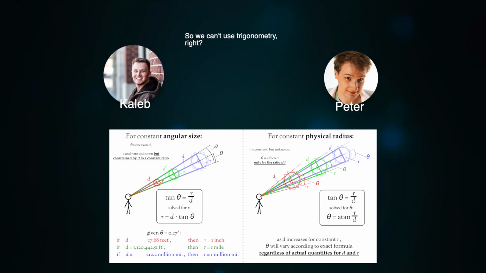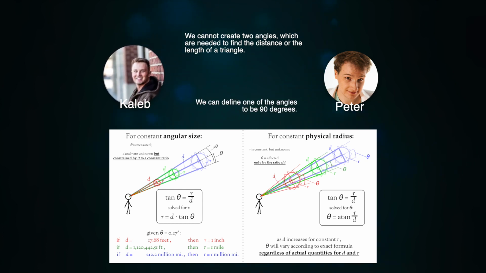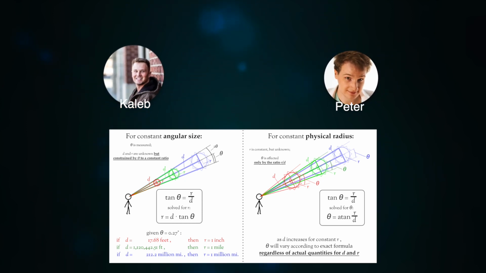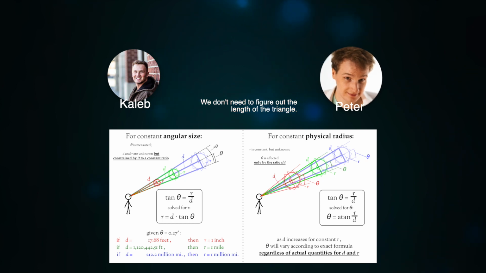So we can't use trigonometry, right? We cannot create two angles, which are needed to find the distance or the lengths of a triangle. Where we can define one of the angles to be 90 degrees. Okay, let's agree on this. Do we need two of the angles to figure out the lengths of the triangle? We don't need to figure out the length of the triangle because if we have one angle and we define it to be a right triangle, that means the other angle is 90 degrees. We have a triangle, and the lengths don't matter because it's going to be congruent to whatever triangle we define.